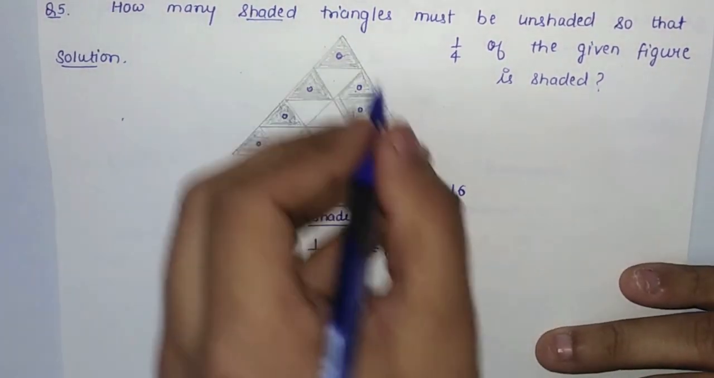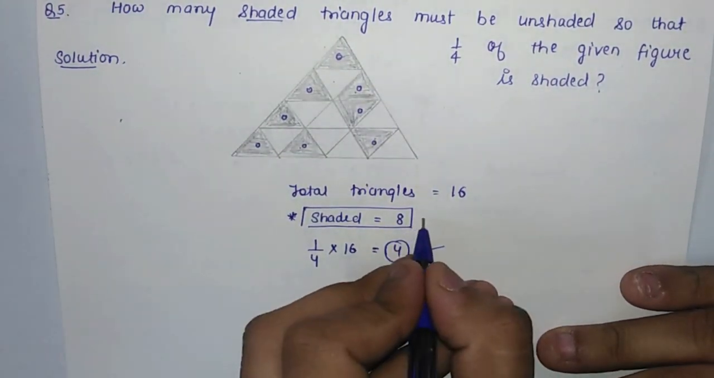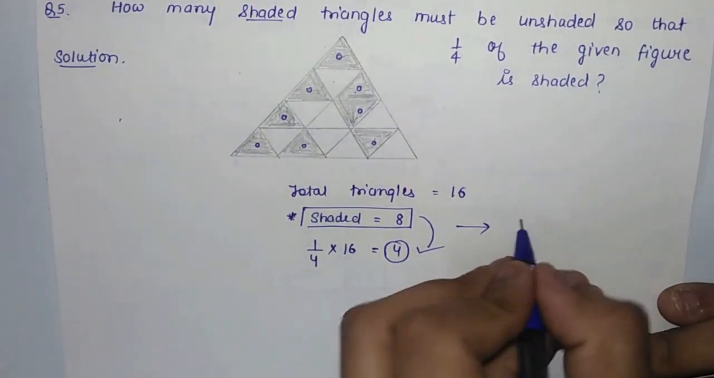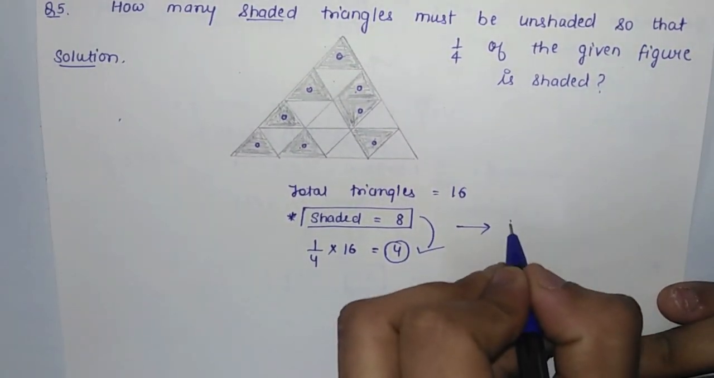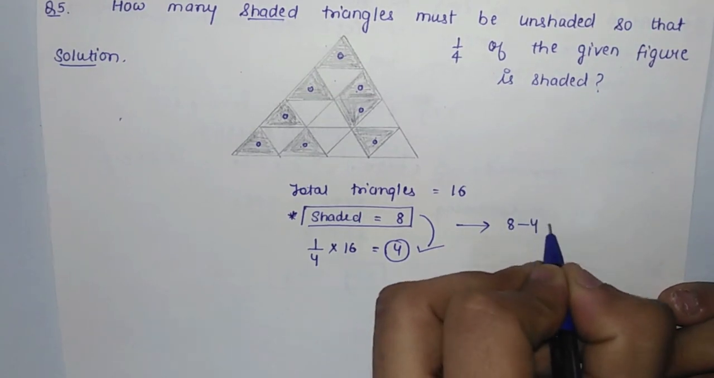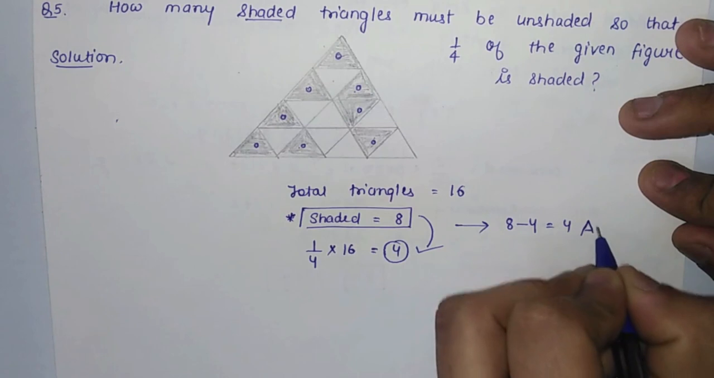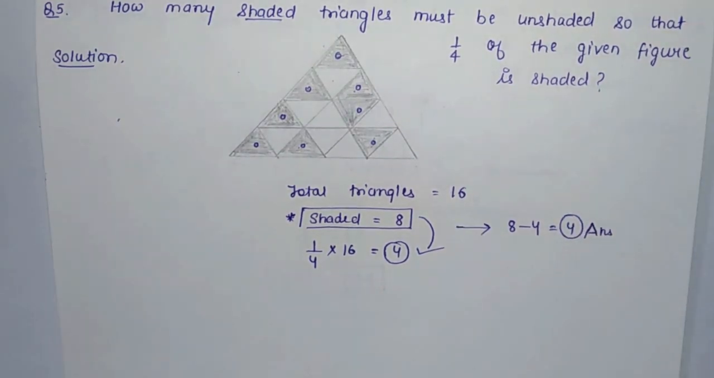Right now there are 8 triangles which are shaded. How many triangles do we need to unshade? 8 minus 4, which is equal to 4 triangles. This will be the answer for this question. We have to unshade 4 triangles.